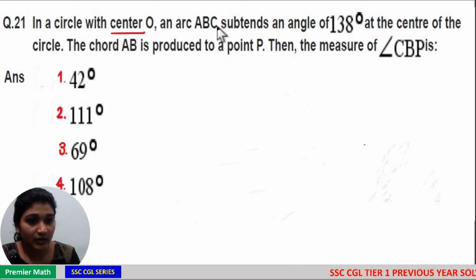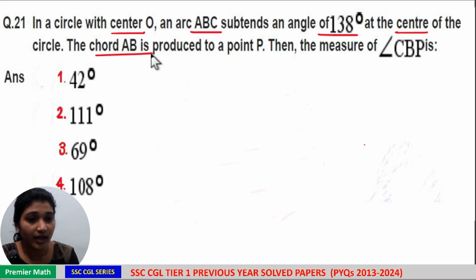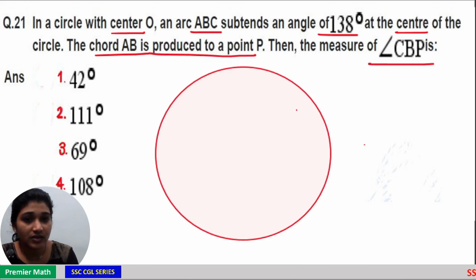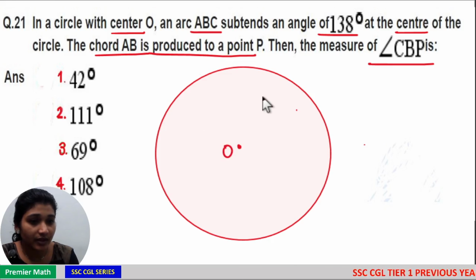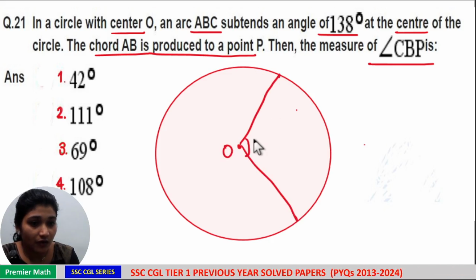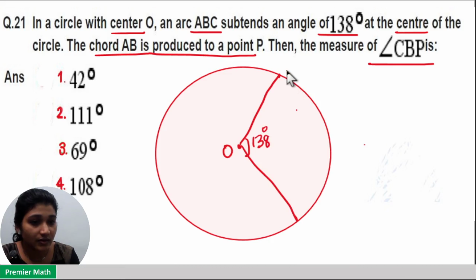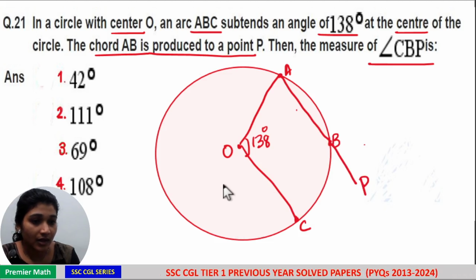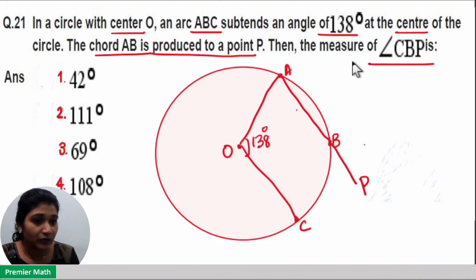In a circle with center O, an arc ABC subtends an angle 138 at the center of the circle. The chord AB is produced to a point P. Then the measure of angle CBP is? Here, if this is the circle with center O, then arc ABC produces 138 degree at the center. So, if this is arc ABC, now AB extends to P. Then we have to find out the measure of angle CBP.